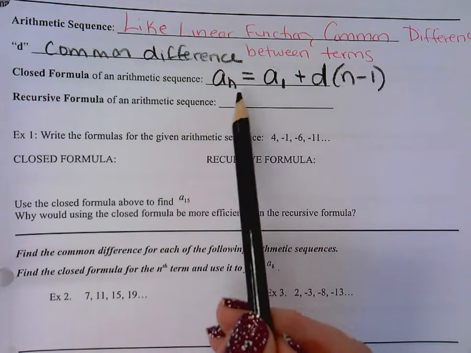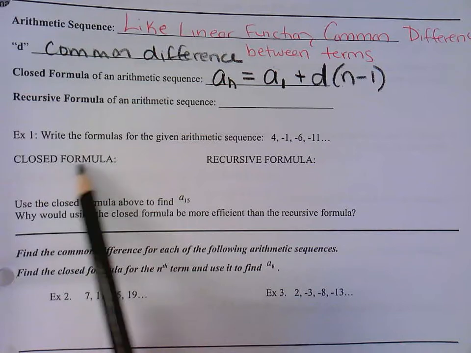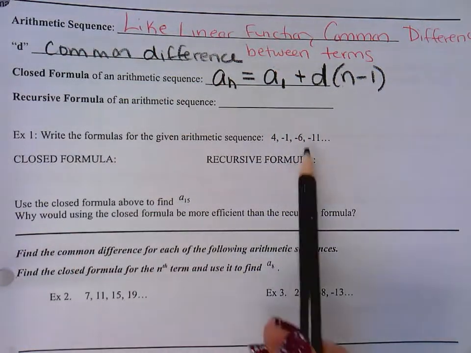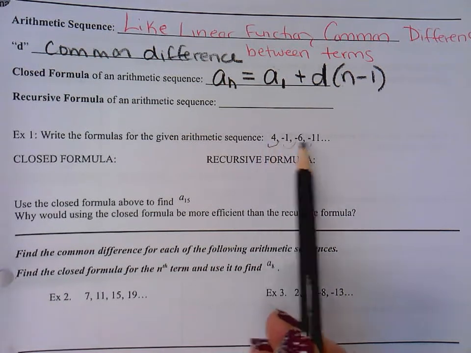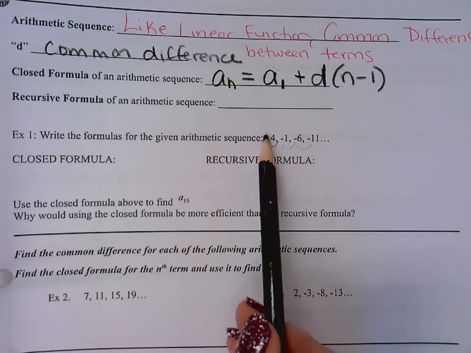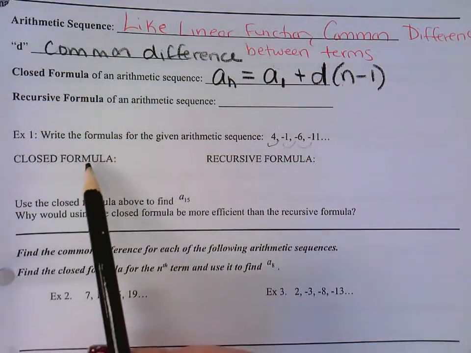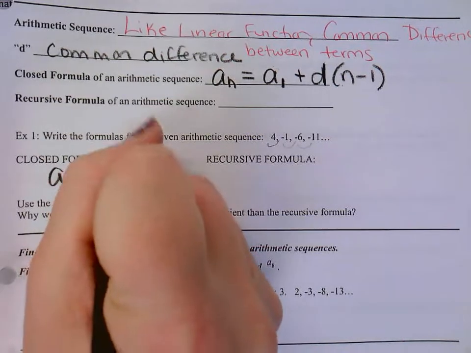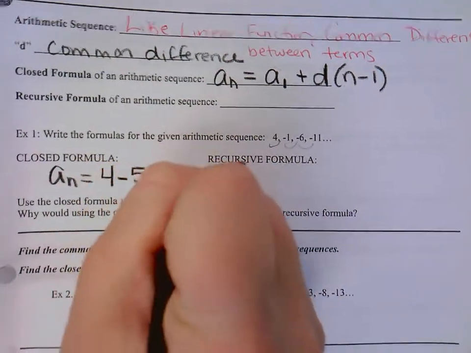So if I skip for now recursive and I just go down to this example, let's write the closed formula for this example. I know that it's arithmetic because it's going up by a constant amount each time. It's going up by 5, plus 5, plus 5. Oh, it's going down by 5. Minus 5, minus 5, minus 5. So my closed formula for this is going to be a sub n equals my starting term, which was 4, minus 5 times n minus 1.